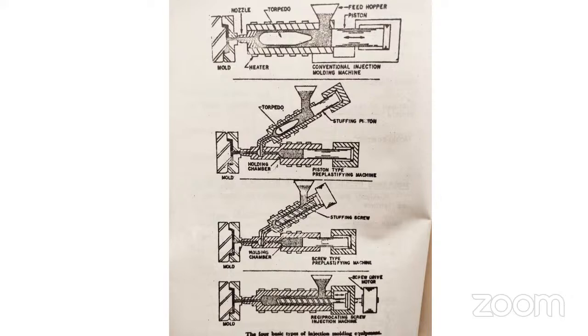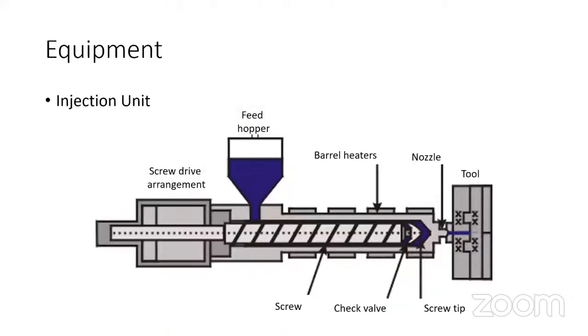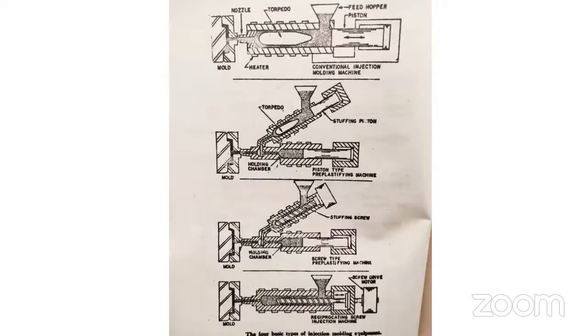See, friends, the torpedo type first, the drawbacks of that. Second, torpedo with plunger. The third one, screw and plunger type. And the last one is the reciprocating type injection molding machine, screw type machine. And this last machine is accepted by the industry because it has a lot of benefits over the above three layouts of the machine. What are the benefits?